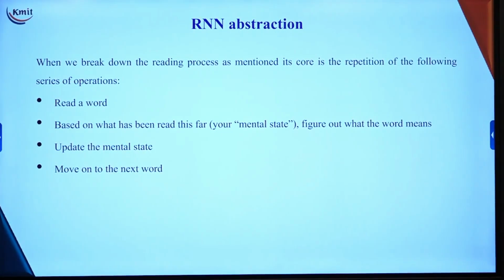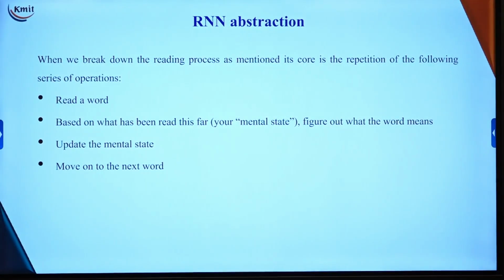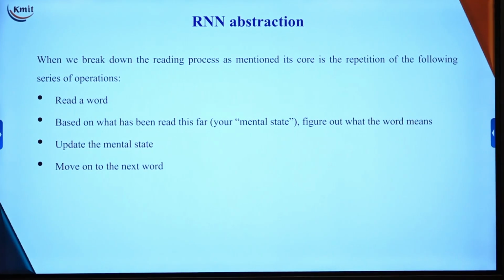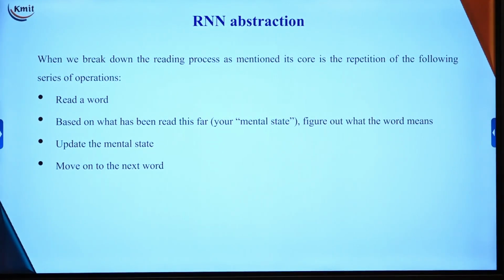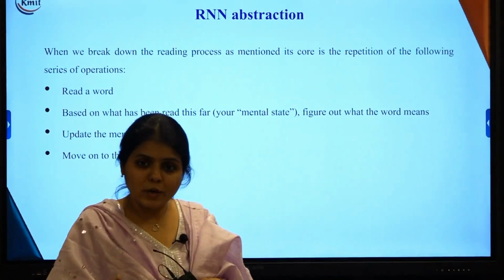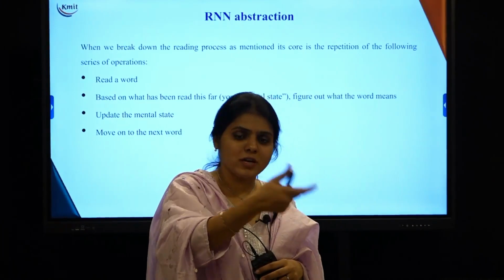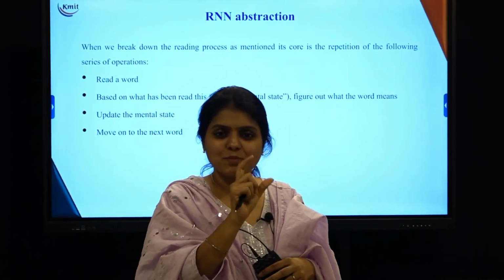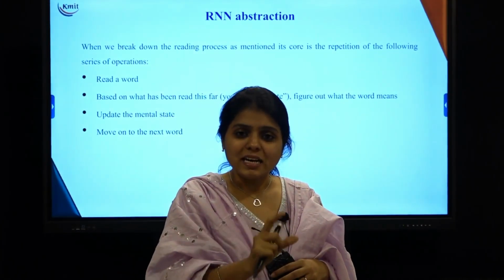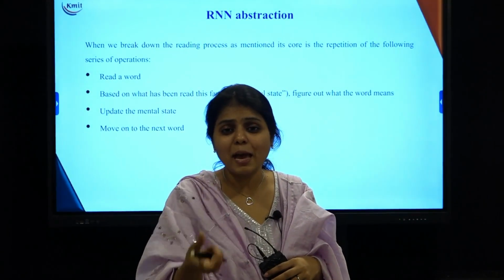Okay, so what we try to do here is we read a word, and then based on what has been read so far, we figure out the mental state. When I talk about mental state, it is the current word, and I attach this current word to the previous word. As I already told you, Asha is my first word. I read this. Next, I go for the next word, which is the mental state representation, which is am.